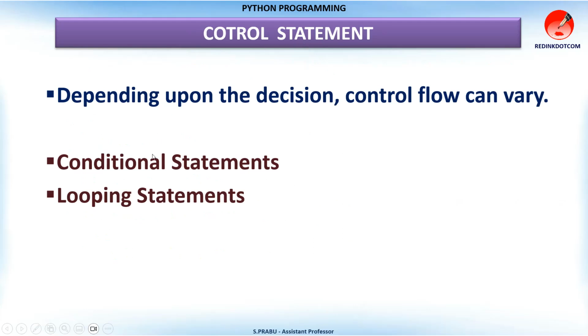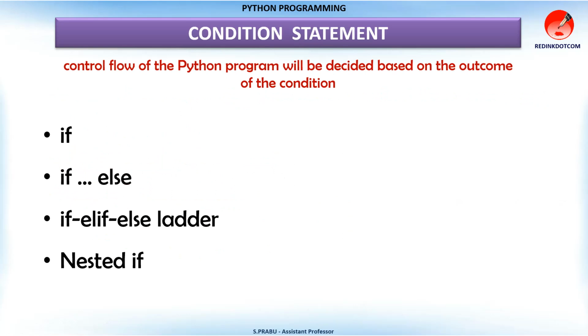One of the control statements is the conditional statement. Conditional statements change the control flow, that is, the execution order, depending upon the decision made. These are the examples of conditional statements: if, if else, if elif else ladder, and nested if. Let's see them one by one with examples.